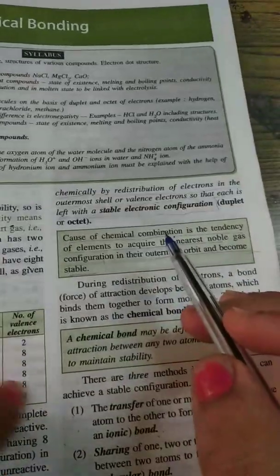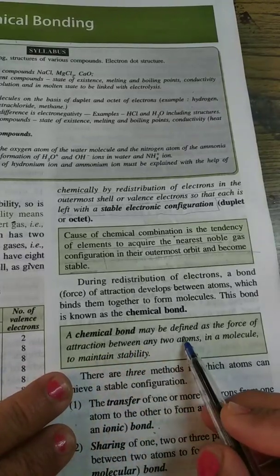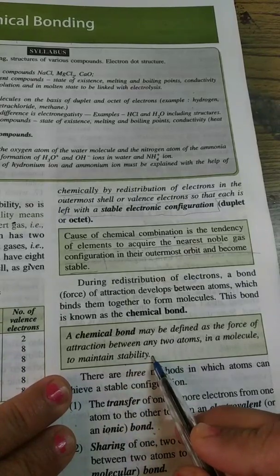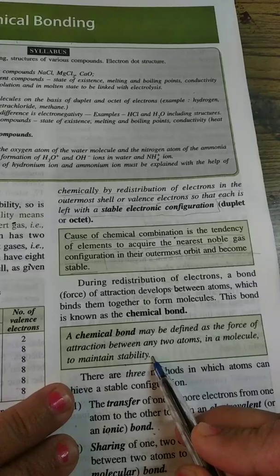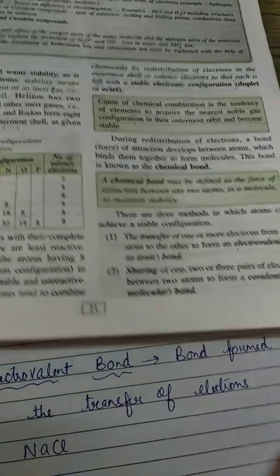Now let's define chemical bond. Chemical bond is defined as the force of attraction that binds 2 atoms together in a molecule in order to attain the nearest stable electronic configuration of noble gases.